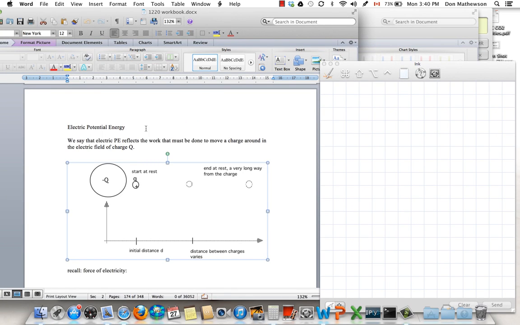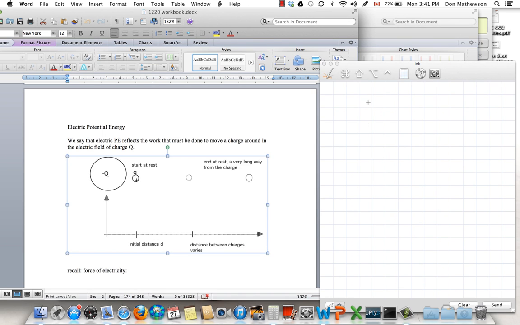Okay, our class today will be on the electrostatic potential energy. Now, potential energy reflects the work that you have to do to move a charge around in an electric field. Let's imagine we start with a small charge q here, a distance r or d away from charge minus q, and we move it away to infinity.